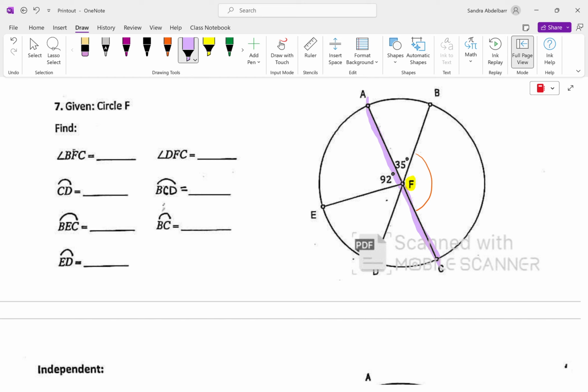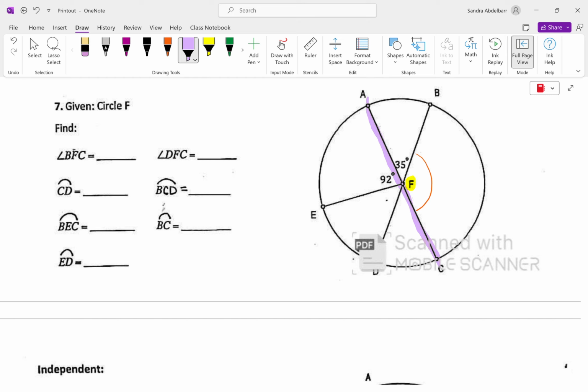It's a diameter. I know it's a diameter because it's a chord that's going through the center of the circle. So what does a diameter do to a circle? It splits it in half, right? 180 degrees on either side of the diameter. Now, what kind of angle is AFC? PJ? It's a straight angle, exactly. So it is 180 degrees.